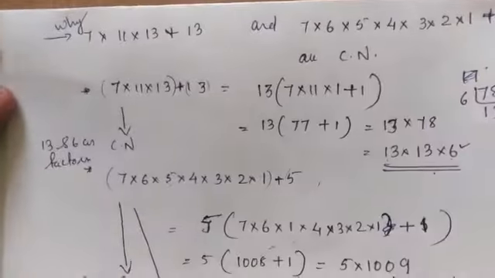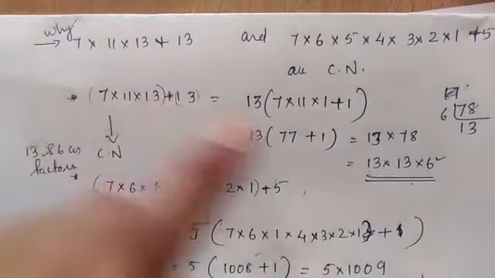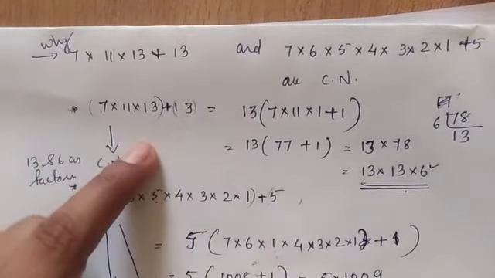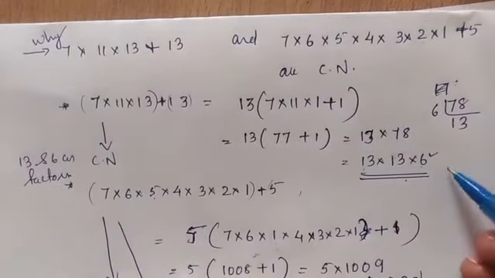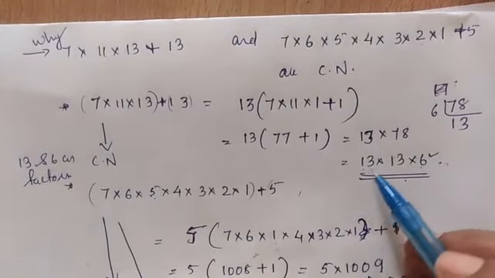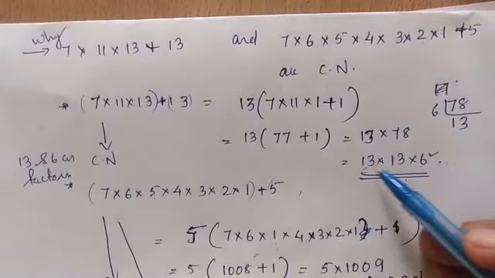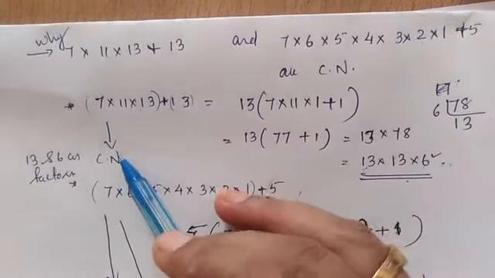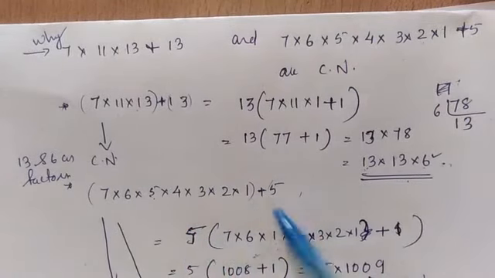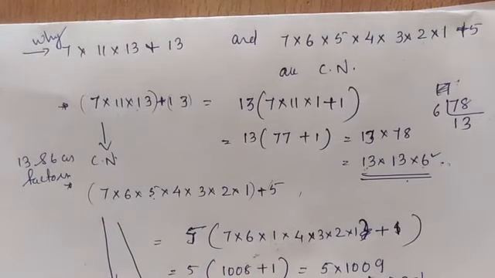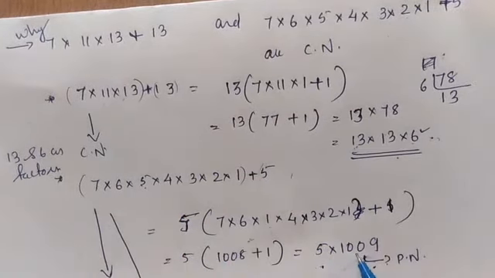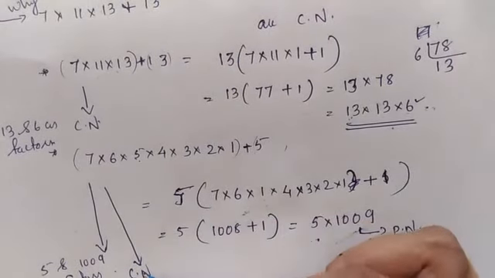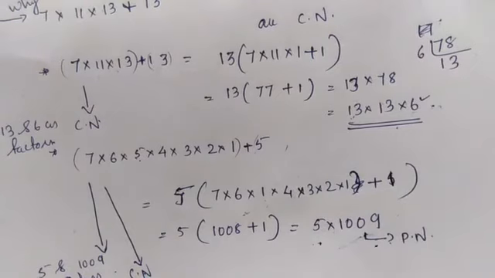Once again, the question. We were given two expressions which contain numbers. The first expression we simplified and expressed in terms of prime numbers. So the first expression has 13 and 6 as factors, so it is a composite number. Next, when we simplify the second expression, we get the prime factors as 5 and 1009. So we can say that the expression is a composite number.